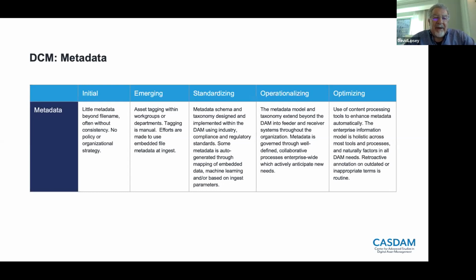Level 1, little metadata beyond file name. Let's hop over to level 4. We haven't looked at one of those yet, operationalizing. The metadata model and taxonomy extend beyond DAM into feeder and receiver systems. Maybe I've got a collections management system in a museum. DAM is housing the rich media objects for that, or the purely born digital art objects that may be in accession. Maybe it's from a PIM system and I've got my SKU, I've got my label information, I've got country of origin for some fabric that's been used in a piece of clothing I made. And the metadata model and the taxonomic structures are extending well past DAM, and metadata is governed actively.